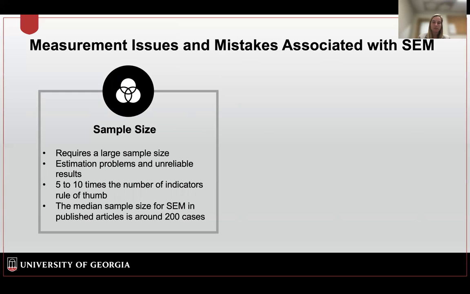Although there's no standard minimum sample size for SEM, the median sample size for SEM in published articles is around 200 cases. It's important to reiterate that this may be too small if the model analyzed is complex, the estimation method used is one other than maximum likelihood, or there are non-normal distributions in the data.